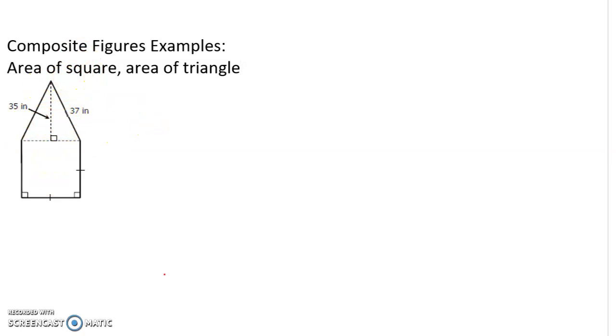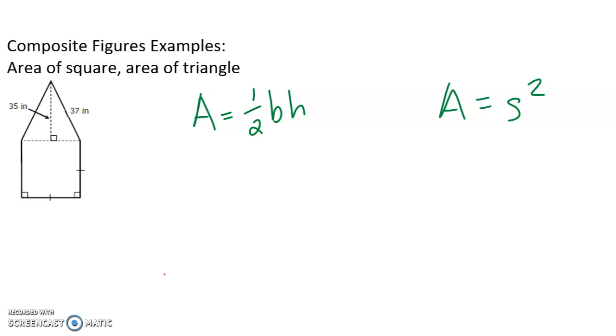Now for the triangle, I know that area is 1/2 base times height. And for the square, I know the area is side squared. I start by writing out my formulas because I need to figure out what parts of my shape I know, and whether there is anything I need to calculate before I can use my area formula. In the case of the triangle, I know the height is 35, so I might even label that with an H, but I don't know the base.